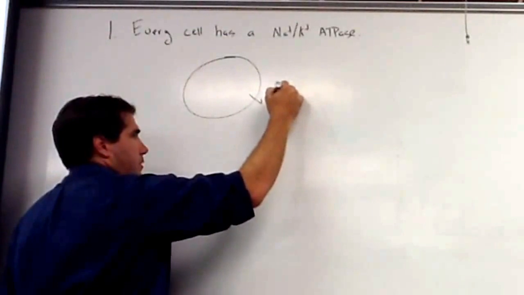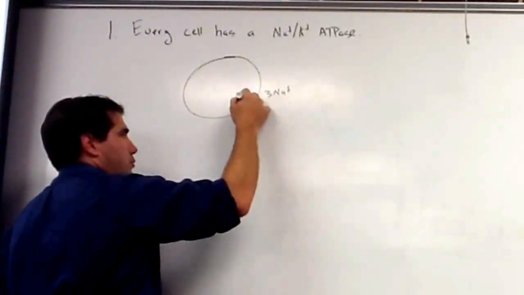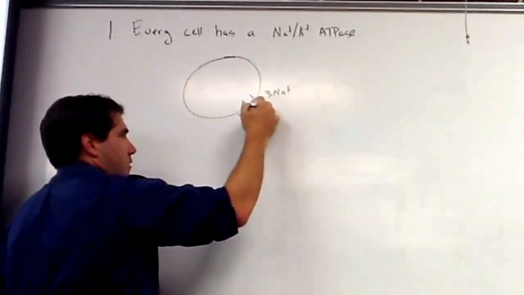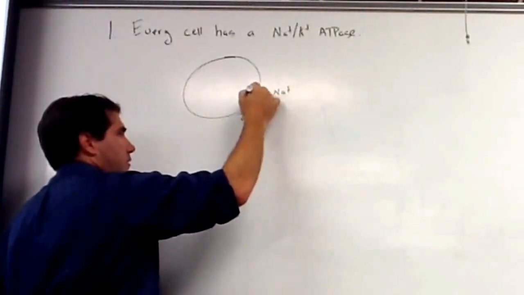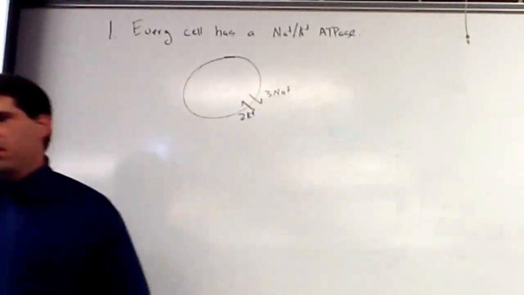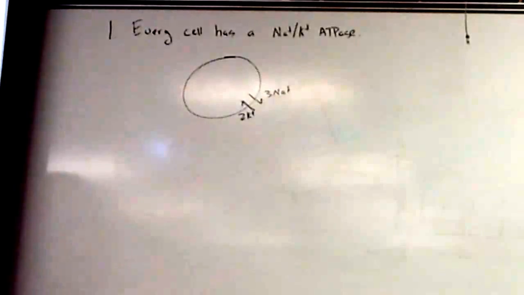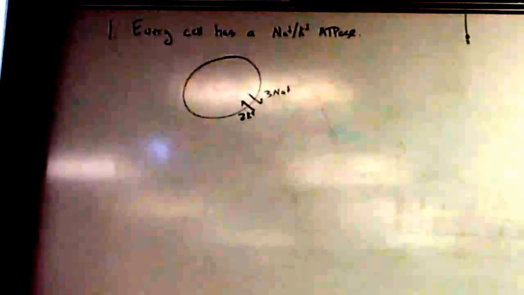They pump 3 sodium out and 2 potassium in. So potassium is going in, sodium is going out. So that's, every cell has a sodium-potassium ATPase. Every cell uses this to do things like get glucose into the cell and things like that. But some cells are called excitable, and they use this to actually change voltage.